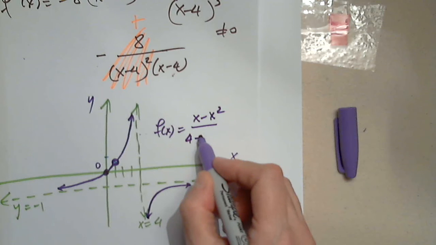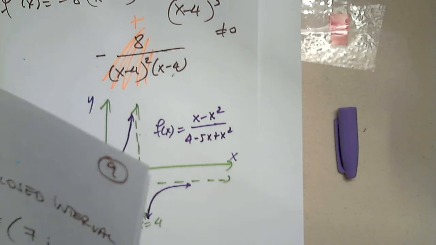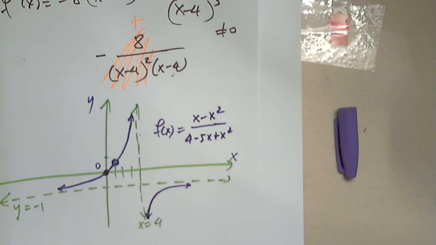And I think we have 4 minus 5x plus x squared. Yes. Any questions on this problem? Anything? So this was problem 3 in 4.5.